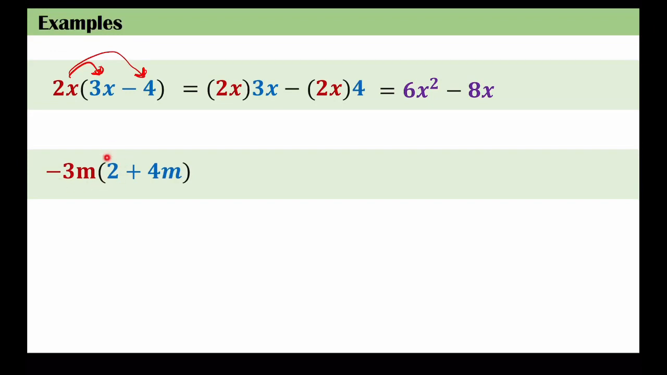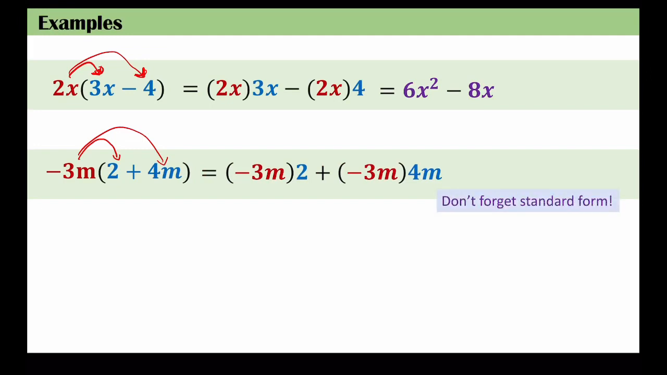Negative 3m times this whole expression, 2 plus 4m. Distribute. So now we have negative 3m times 2 and negative 3m times 4m. Okay. Now I'm saying don't forget standard form, because you're going to see here negative 3m times 2 is going to be negative 6m, and negative 3m times 4m is going to be negative 12m squared.